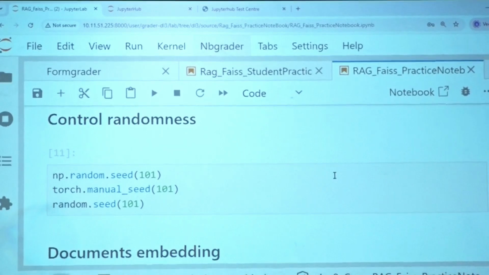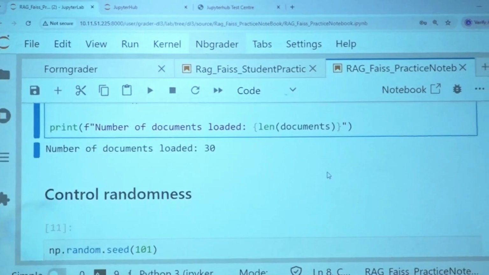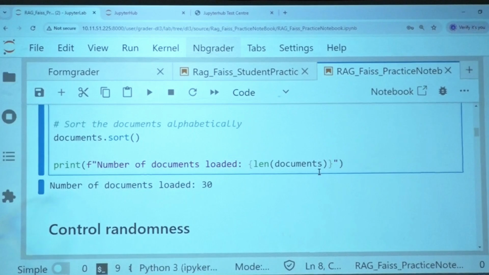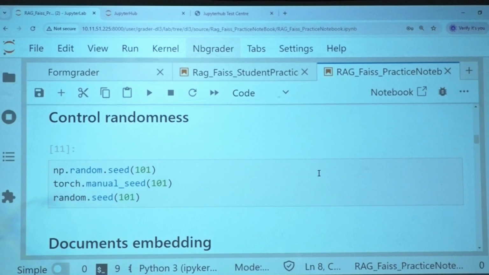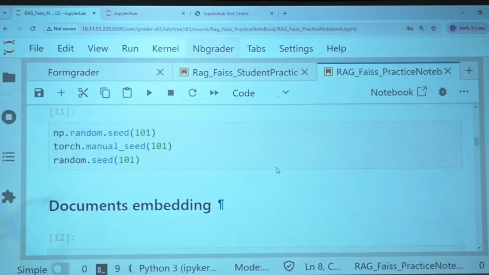Okay, we have read the documents. We found out documents means lines in the document. And we have seen how many documents are loaded, so we printed that. Now this is normally what you do in general, because you don't want the unpredictable to be really unpredictable. So you seed the NumPy library, you seed the torch library, and basically seed the random number generator to follow a common seed.